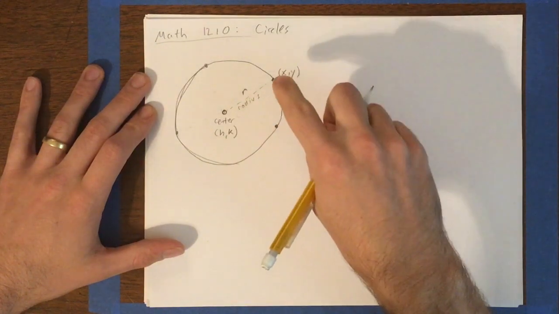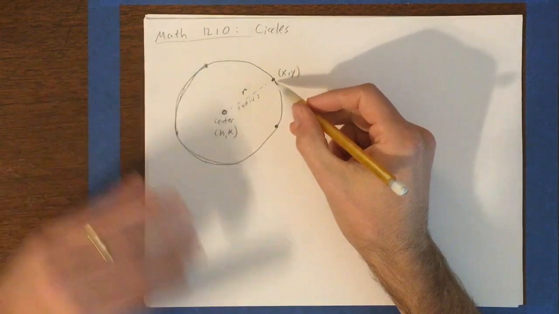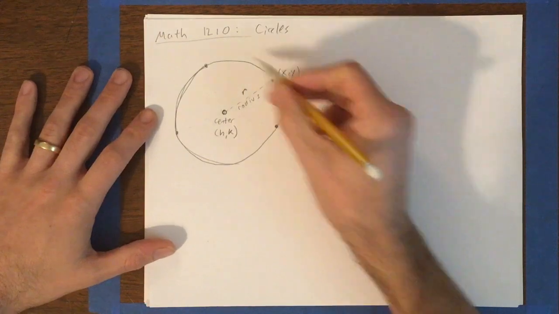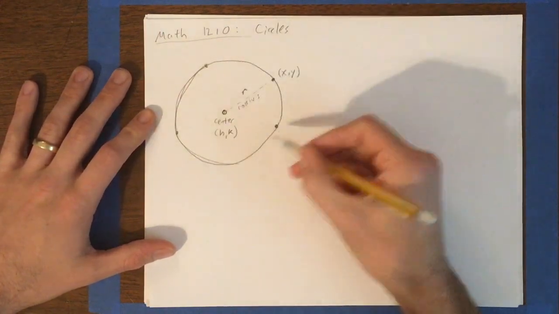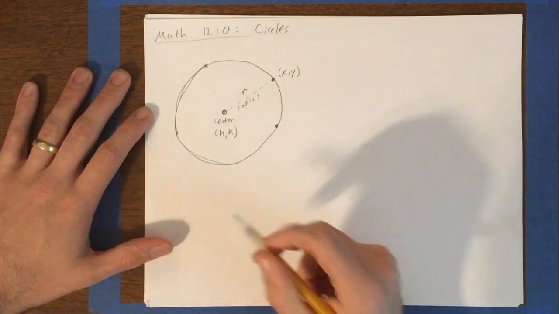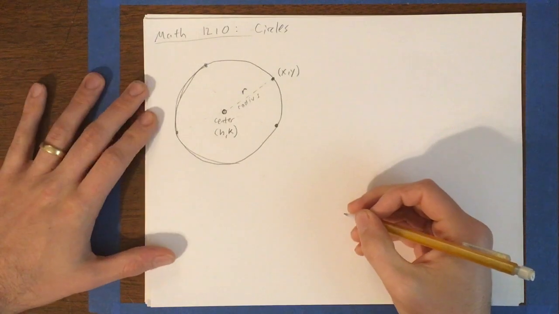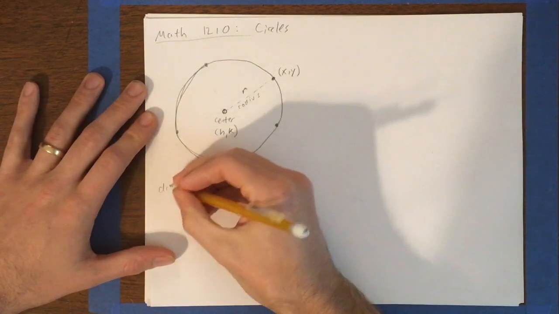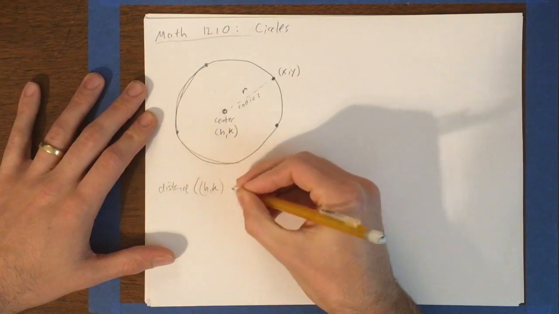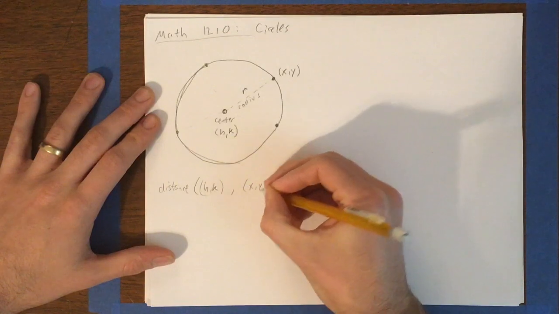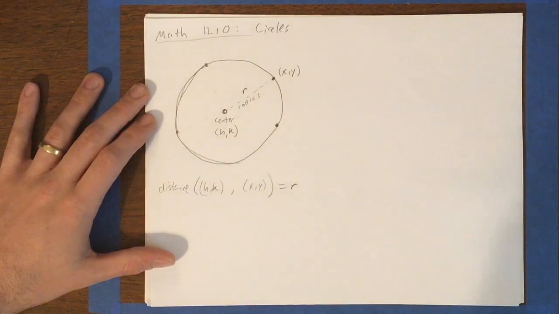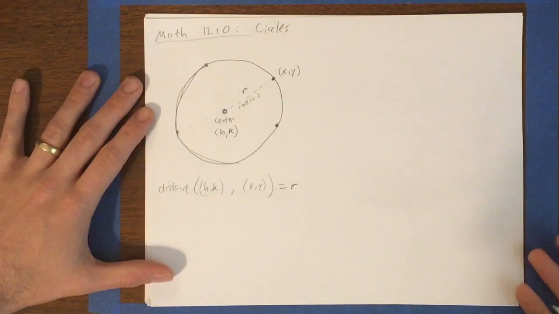I'm going to pick an arbitrary point, which could be any point on the circle, and call it (x, y). That could be anywhere. Think of this as a variable point that can move around. The center is fixed, the radius is fixed, but this point can be anywhere. So now what I want to do is say the distance from the center (h, k) to the point (x, y), the distance between those two points, has to equal r. That's my goal.